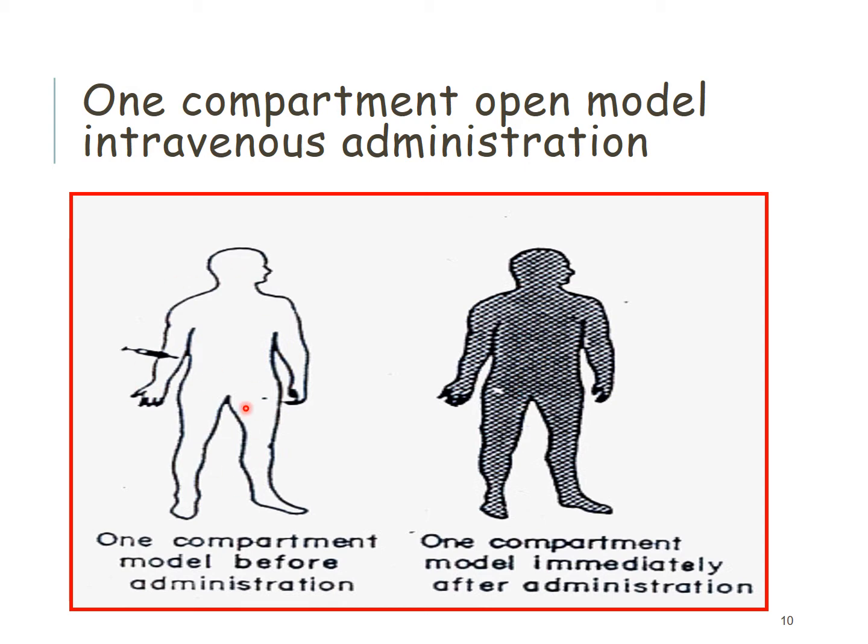So consider the whole body as a single unit. At the time of administration itself, it reaches all over the body. The same concentration will be reached all over the body. So, one compartment model before administration and one compartment model immediately after administration. As it is a single unit, the whole drug reaches all areas. So this is a hypothetical situation. We can't see this in a normal situation.